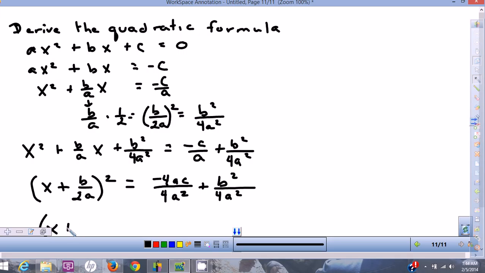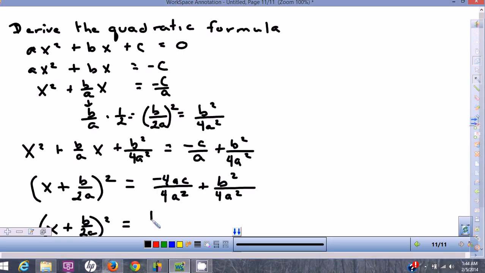So I have x plus b over 2a quantity squared is equal to, and maybe it won't bother you too much if I reverse these so that my positive term is in the front. So I'm going to make this b squared minus 4ac all over 4a squared. And I can do that. They have the same denominator, so I can add the numerator and leave that denominator just like it was. All right, so now what do I do?